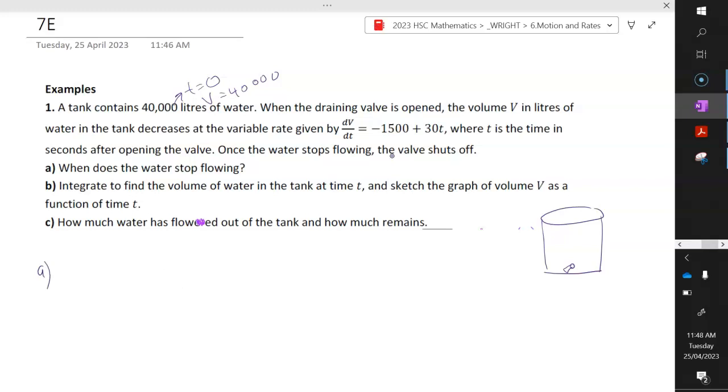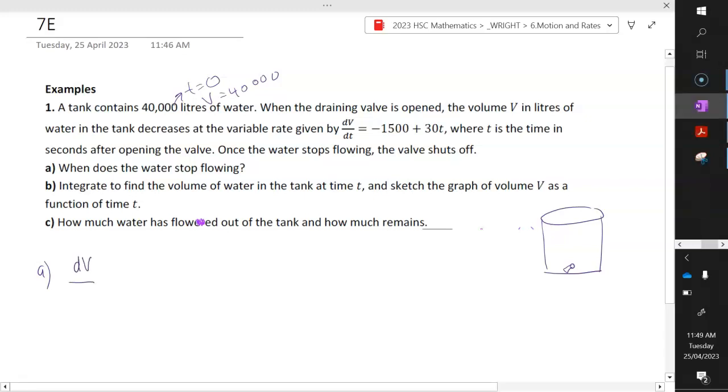Part A says, when does the water stop flowing? This is a common sense question. I've opened the lever of the water tank. When does the water stop flowing? It hasn't talked about shutting it off. It stops flowing when the valve shuts off, but if I haven't shut the valve off, when does the water stop flowing? Well, we can't guess at this answer, and it's possibly going to be when the tank is empty, because that would make sense. Or maybe there's a little bit of water left in the bottom that can't get out the valve, but we need a value to assign to that. So when does the water stop flowing?